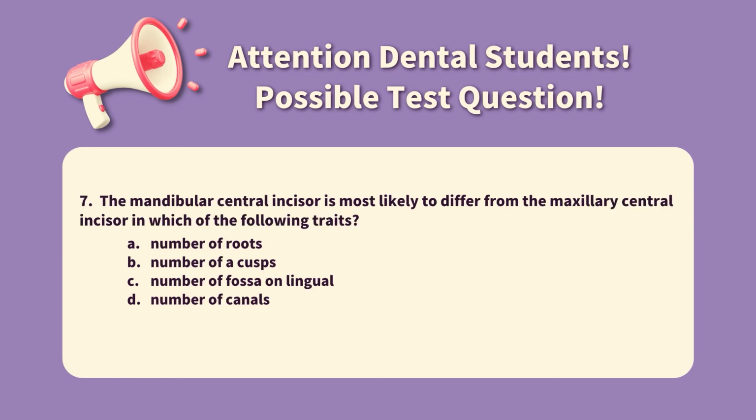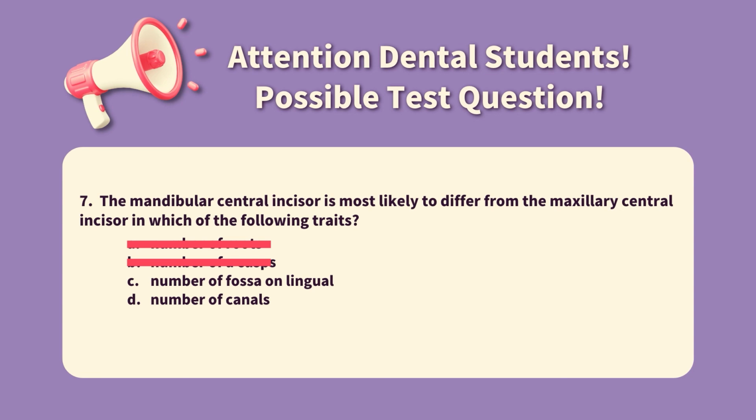The mandibular central incisor is most likely to differ from the maxillary central incisor in which of the following traits? Let's go through these options together. A, the number of roots. Nope, the mandibular central incisor and maxillary central incisor both have one root. B, the number of cusps. Nope, neither of these teeth have cusps. The incisors, both maxillary and mandibular, have incisal ridges, not cusps.